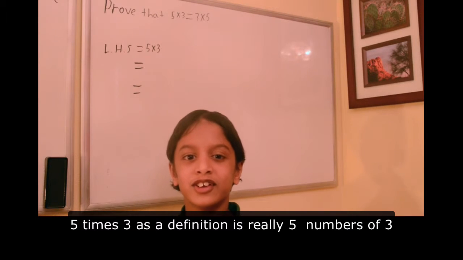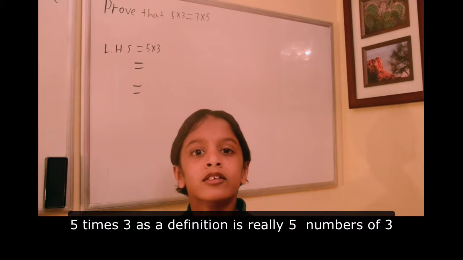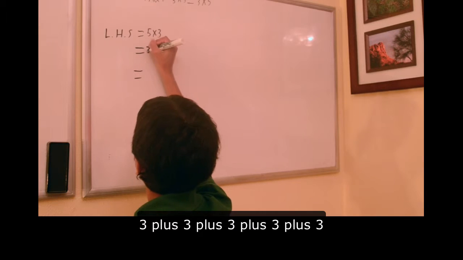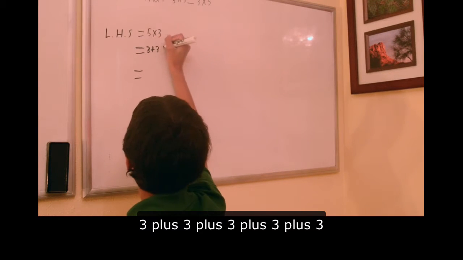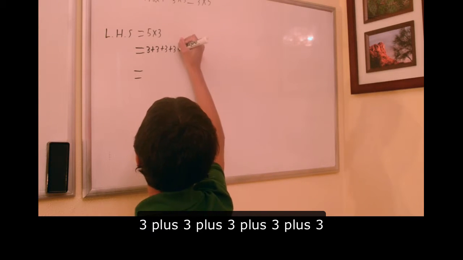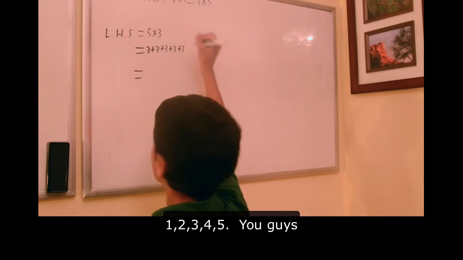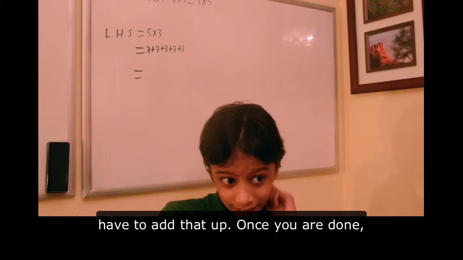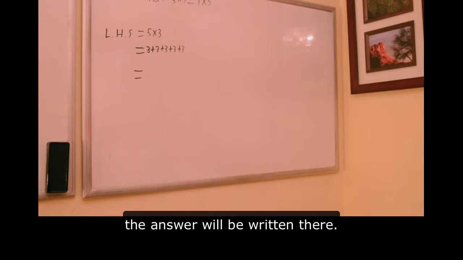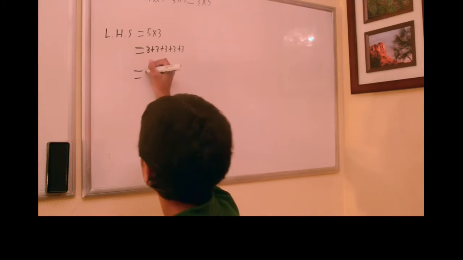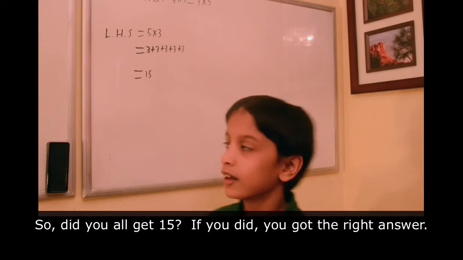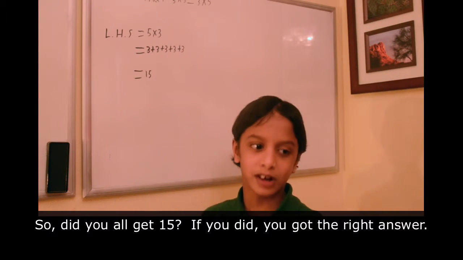5 times 3 as a definition is really 5 numbers of 3 added together. So 3 plus 3 plus 3 plus 3 plus 3. 1, 2, 3, 4, 5. You guys have to add that up. Once you're done, the answer will be written there. You should be done by now. So, did you all get 15? If you did, you got the right answer.